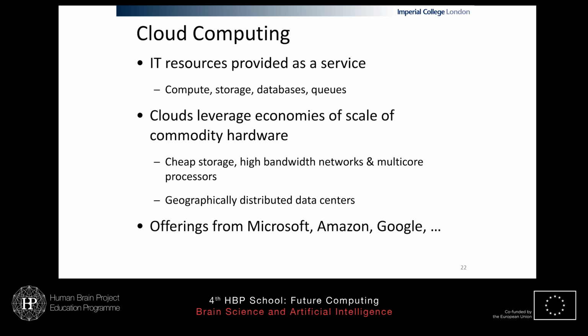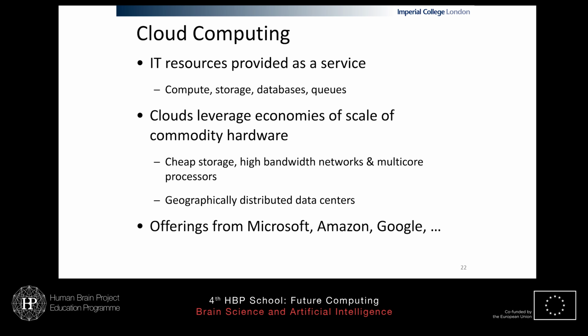And there's a number of providers of cloud services. Amazon being one of them, Microsoft now with Azure, and I need to plug Microsoft here because they've been very, very kind to me in offering cloud resources for my courses. Google also has cloud offerings.